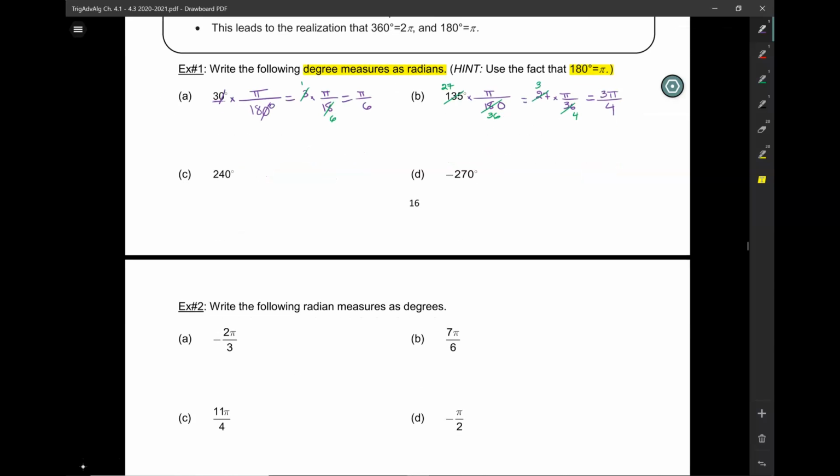Moving on to D, because C is very similar. Moving on to D, I do times pi on top, degrees on the bottom. All right, same way. Equal number of zeros cancel. So now I get negative 27 times pi over 18. Okay, divide by 9, divide by 9, and I get negative 3 pi over 2.